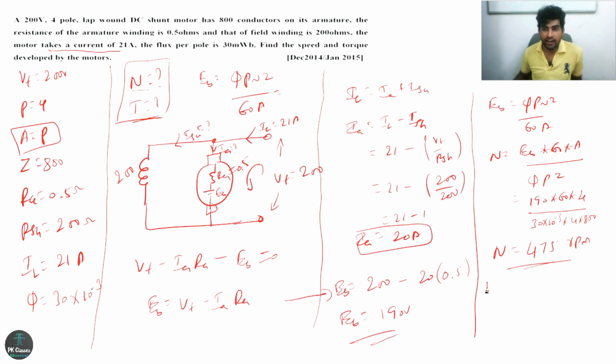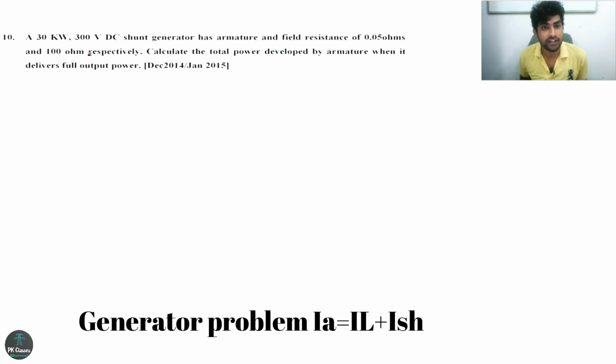Next we need to calculate torque. Torque equation: 0.159 into 5PZ IA by A. So 0.159, flux is 30 into 10 raised to minus 3, number of poles here is 4, and Z is 800, into IA which is 20, divided by A, which is equal to P for lap winding, that's why 4. Finally we get torque is equal to 76.32 Newton meters.